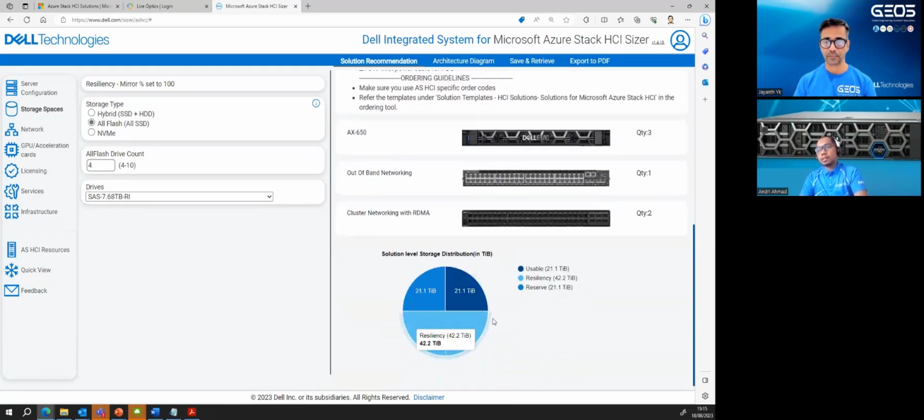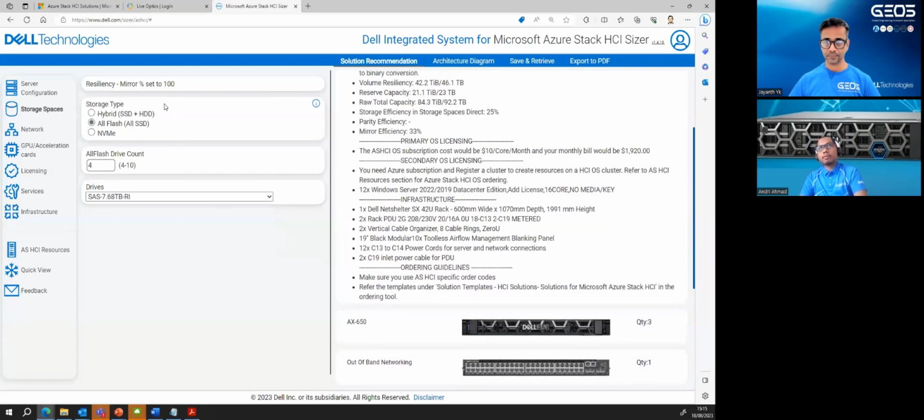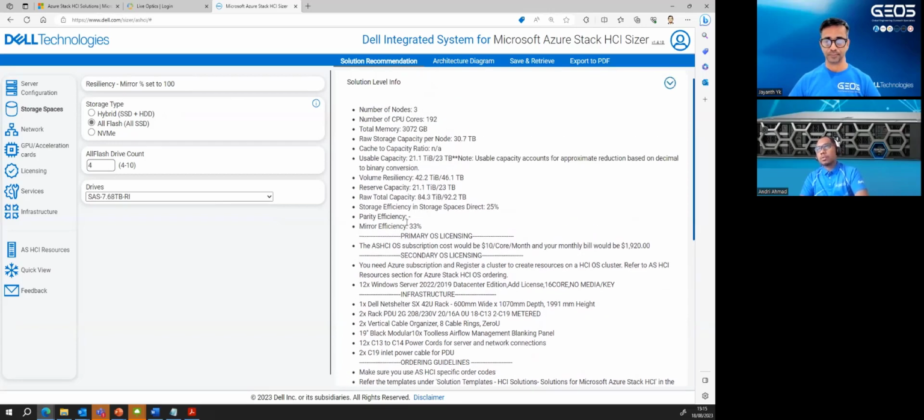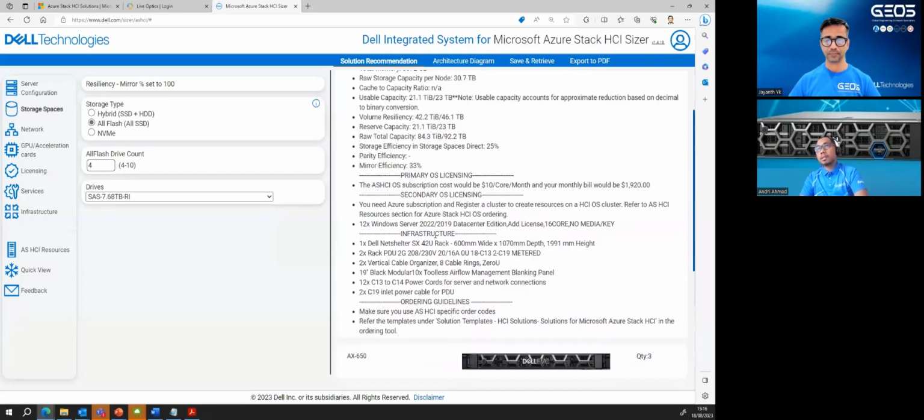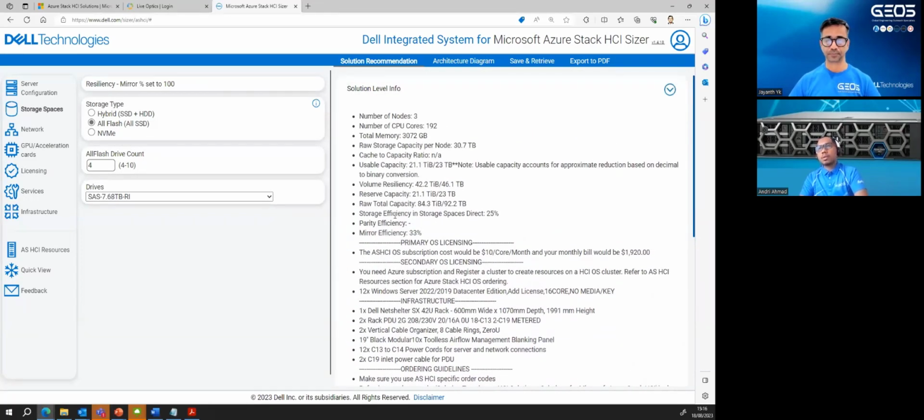So it's more or less the same, right? You can also see the pie chart here. So your usable capacity is 21.1 terabytes, and your resiliency is, because we have mirroring, 100%. So it means that it's a three-way mirror. So you have a mirror efficiency of 1/3 of capacity, right? So your usable is 1/3. 2/3 is your resiliency and reserve capacity. Remember, reserve capacity is based on one disk per node up to 4 nodes. In case we have 3 nodes, so we have 3 disks reserved for spare capacity, right?